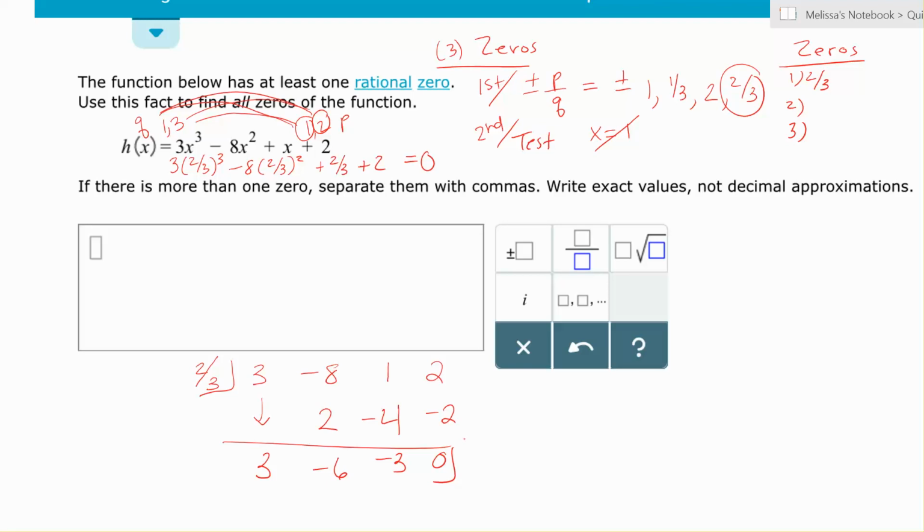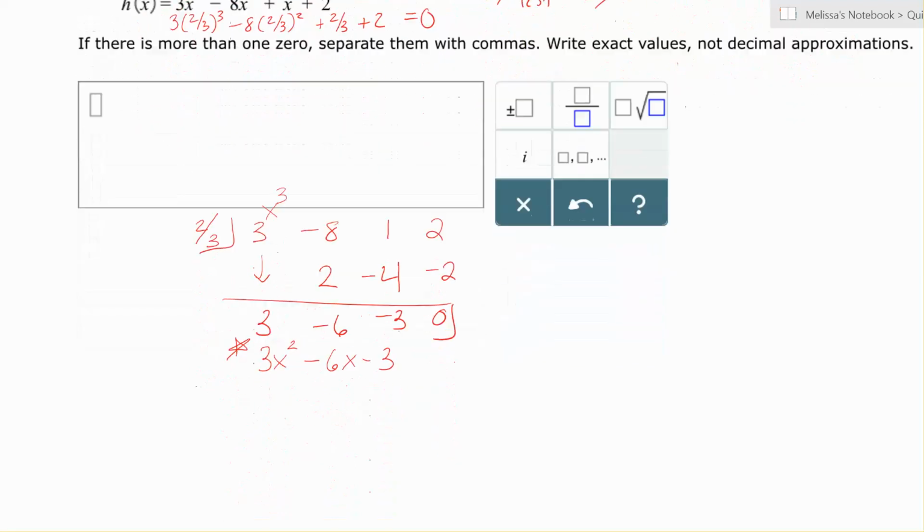And now the 3 and the -6 and -3 are the coefficients of your reduced polynomial. So if you originally started with an x to the third, then this first coefficient 3 will now be 3x to the second. You always reduce your degree by 1. So put your letters back in. 3x squared minus 6x minus 3. Your goal is to get it down to an x squared, because at that point you can use the AC method of factoring, or you can use the quadratic formula to find the remaining zeros.